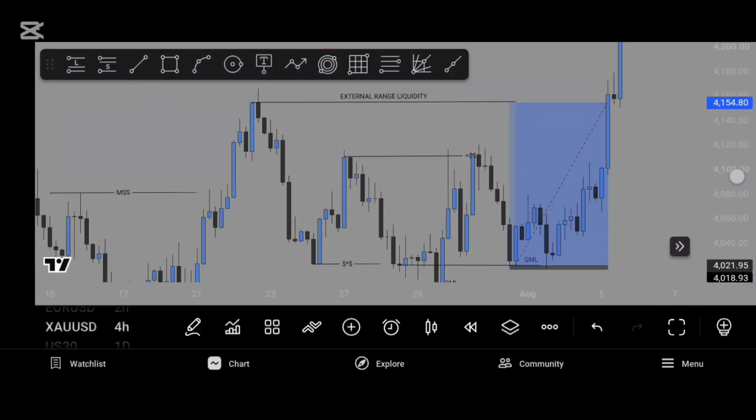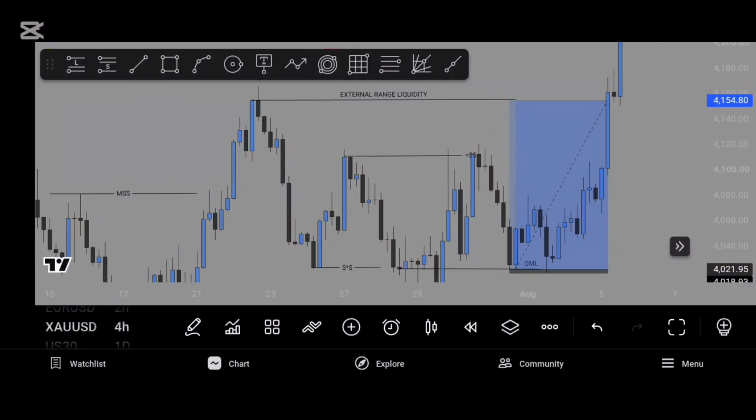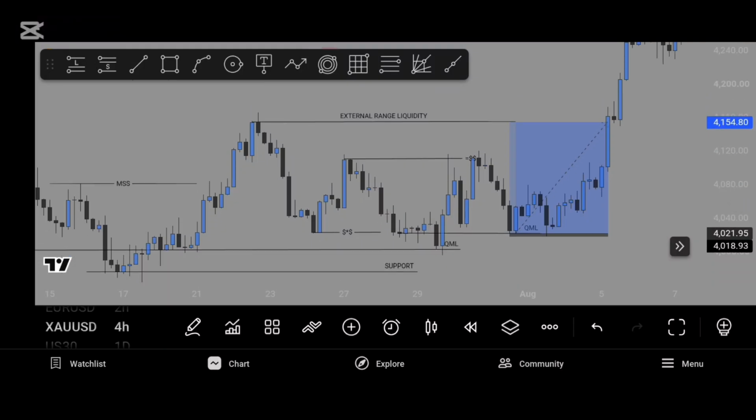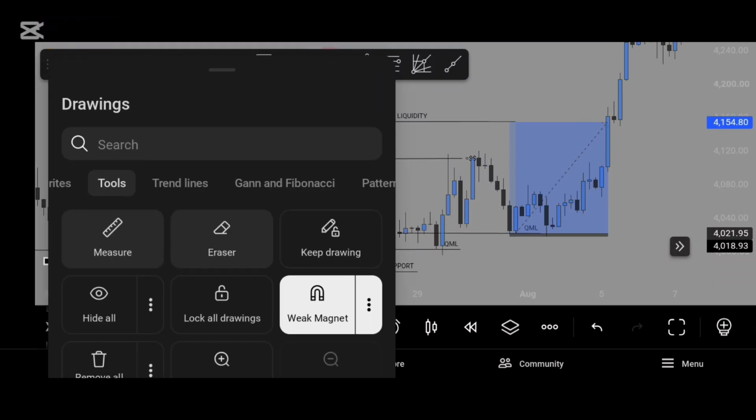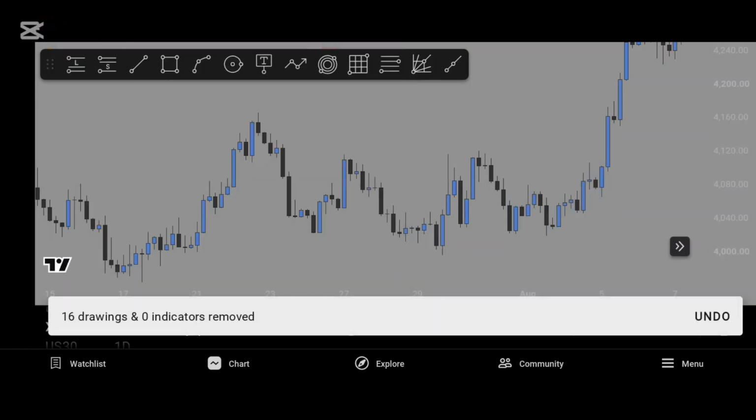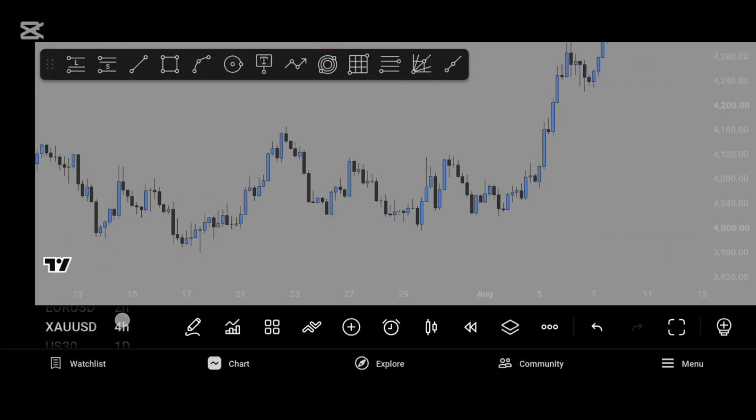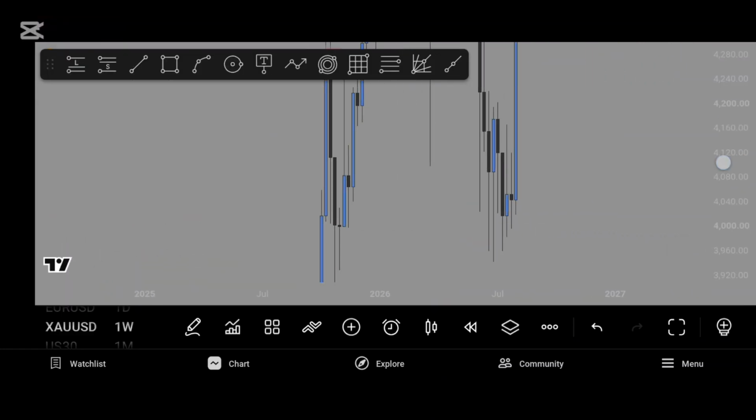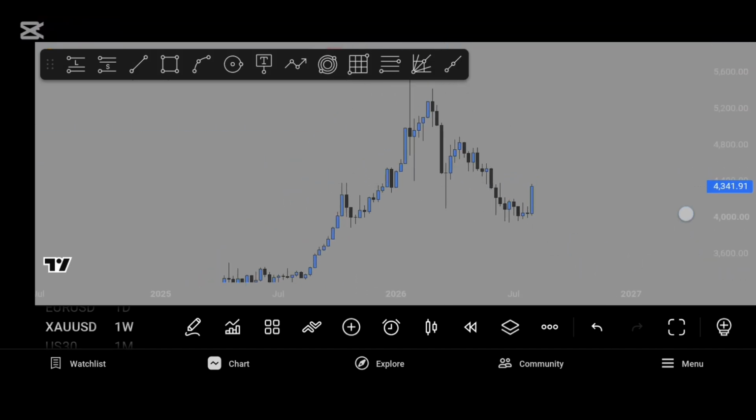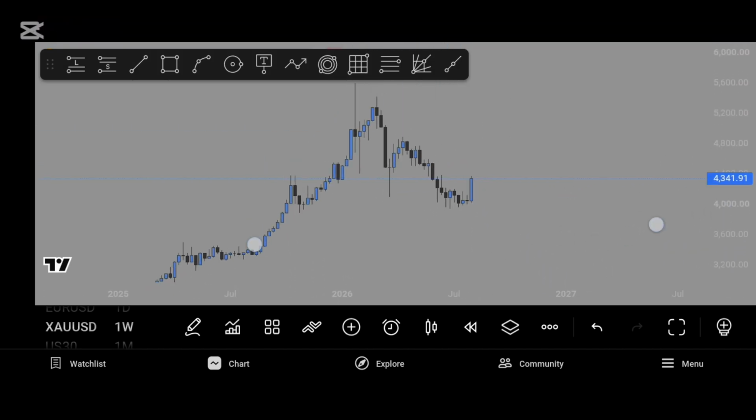Today I'm going to show you how I got this trade on this gold setup. As you can see, on gold. So we're going to start by first clearing our chart, everything. After clearing, we are going to go to the weekly time frame. In the weekly time frame, we look for where the market is reacting and how the market is moving.